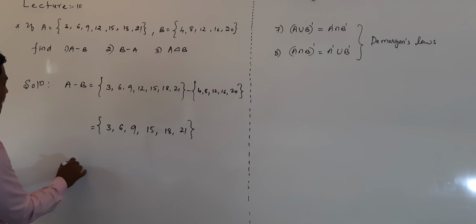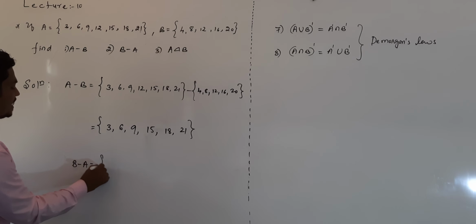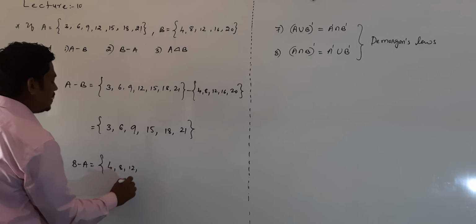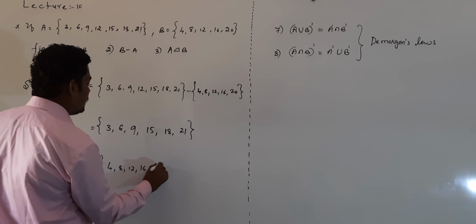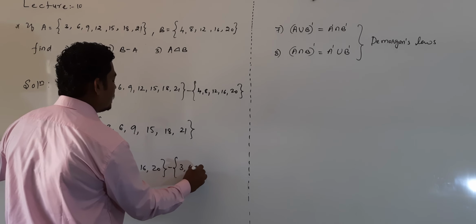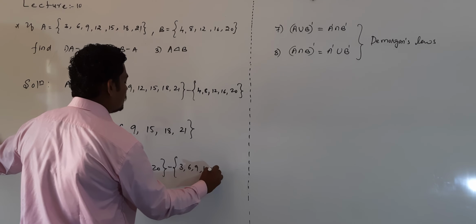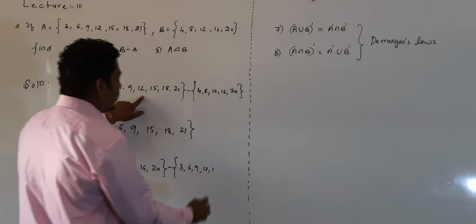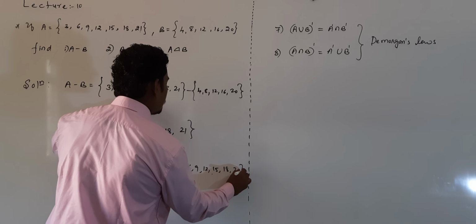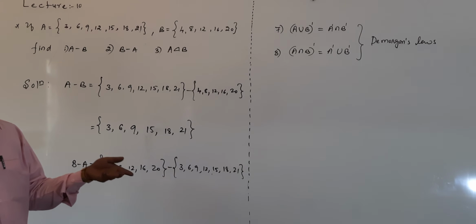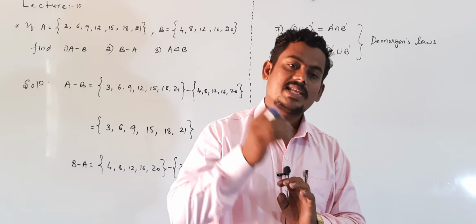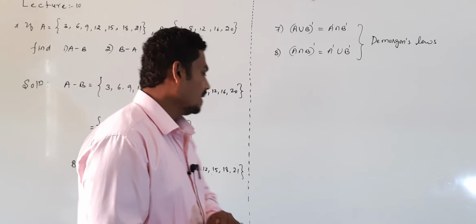Next, similarly write B minus A. First replace set B: 4, 8, 12, 16 and 20, minus set A: 3, 6, 9, 12, 15, 18 and 21. B minus A means write all those elements in B but not in A. Write such elements.